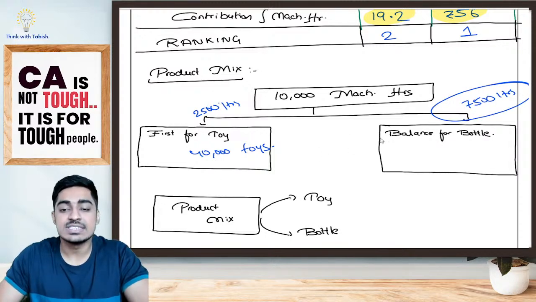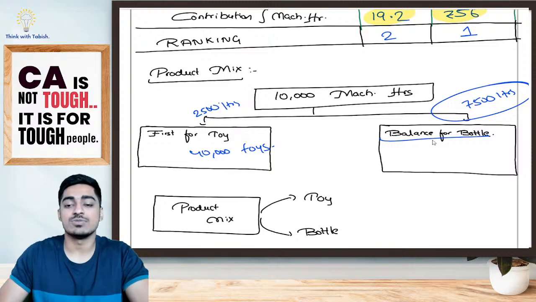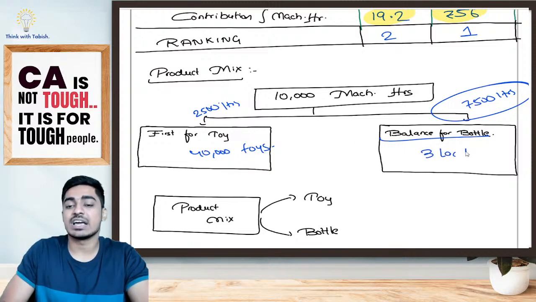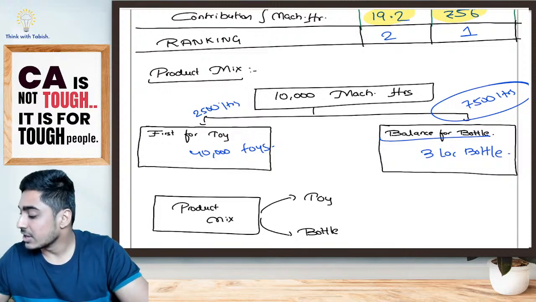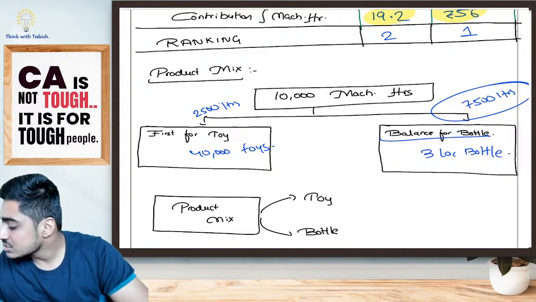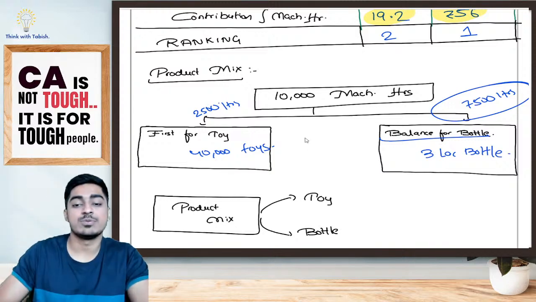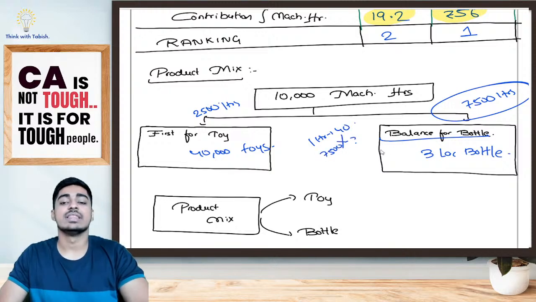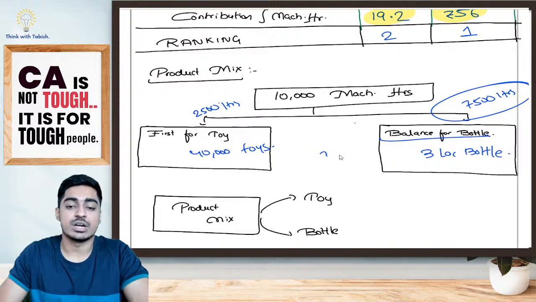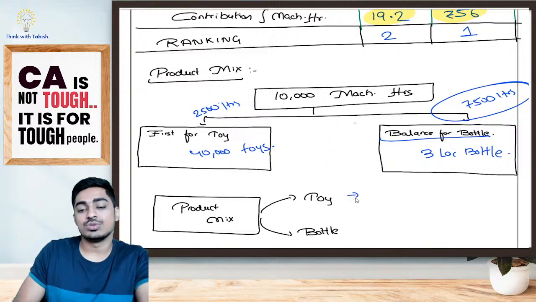So what do we do? In the 7,500 hours, how many bottles will we be in a position to produce? 3 lakh bottles. What is the question telling? In 1 hour, we will be in a position to produce 40 bottles. So in 7,500 hours, it will be 3 lakh bottles. Here, the product mix will be 40,000 units of toy and 3 lakh bottles.